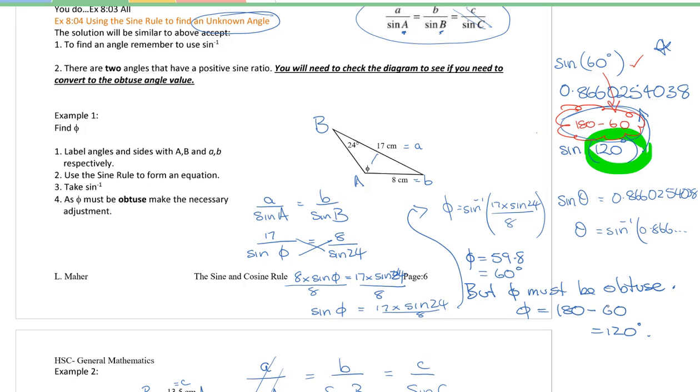So please note that this is an observation you must make yourself, and this is a rule that you must know also to convert the angle the calculator gives to an obtuse angle. Do 180 minus the answer that the calculator gives.